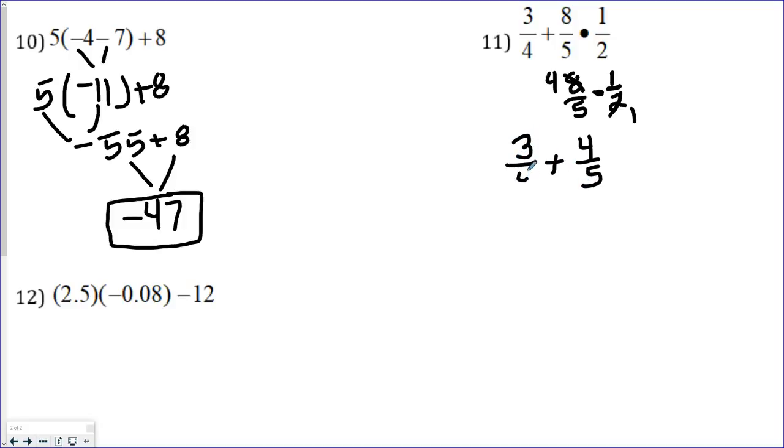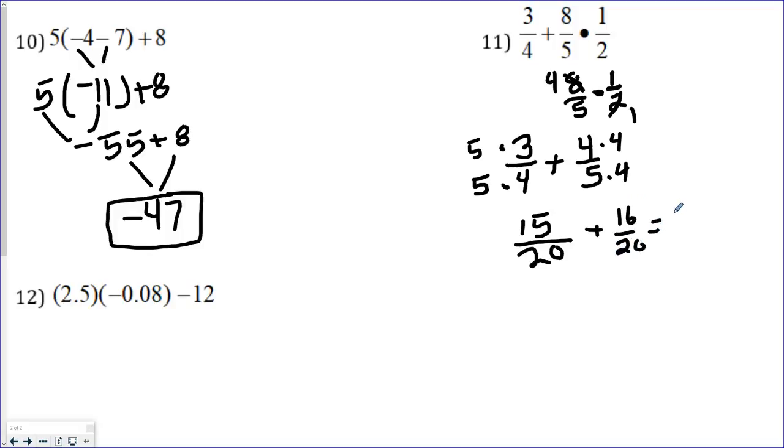And like before, if you want to add fractions, you need a common denominator. So you're going to multiply this by 5 and multiply this by 4. Here we get 15 over 20. And here we get 16 over 20. Which in the grand total, when we add them together, will give me 31 over 20.